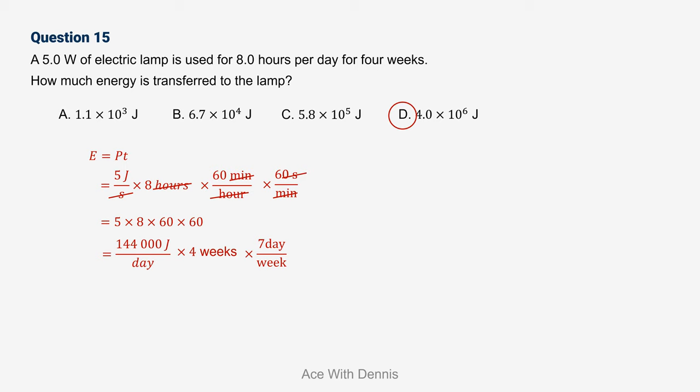So we know that there are 7 days a week. So now, day cancels with the day, weeks cancel with the weeks. So we have 144,000 times 4 times 7, which gives us 4,032,000 joules, and we can write it in standard form, which is about 4.0 times 10 to the power 6 joules. Hence, the answer is D.